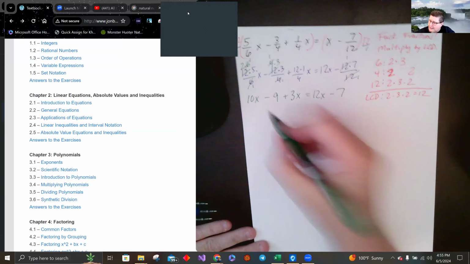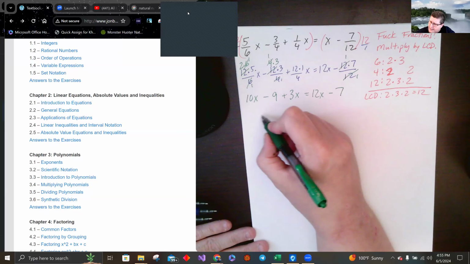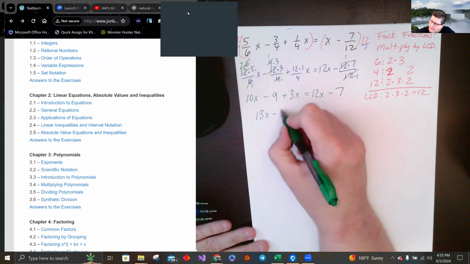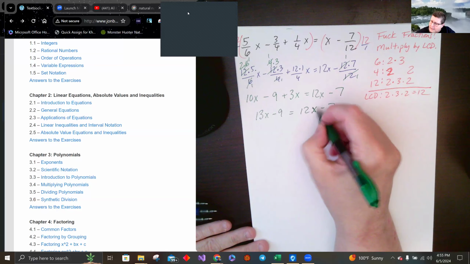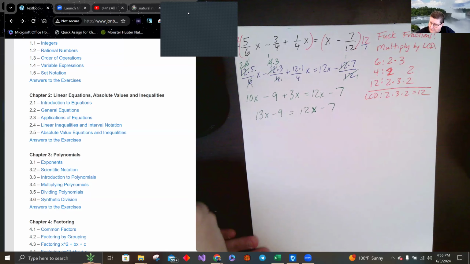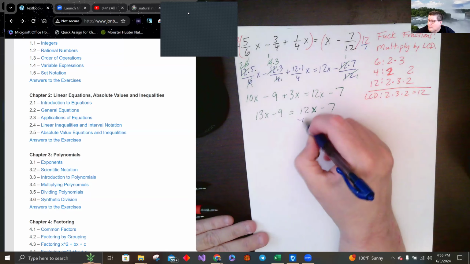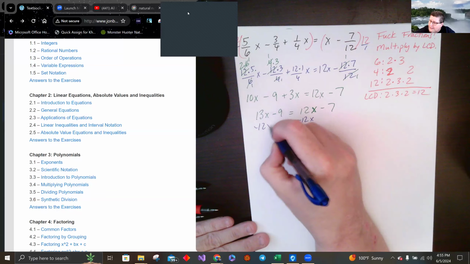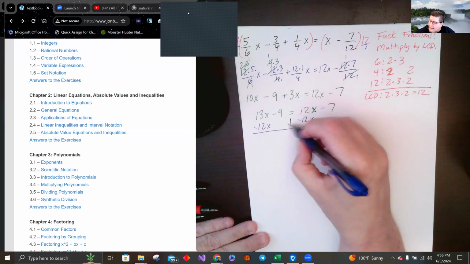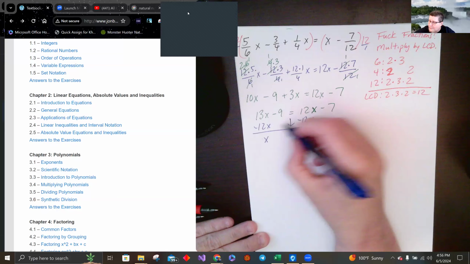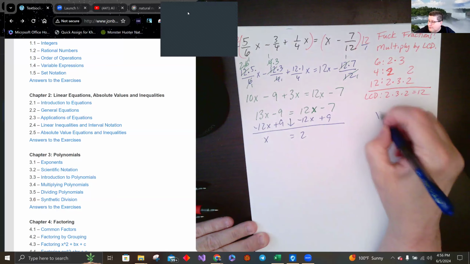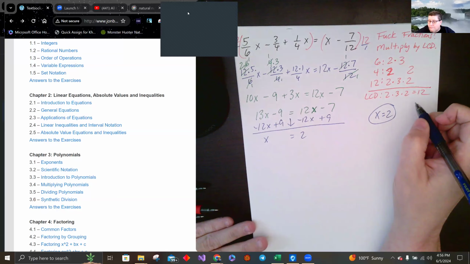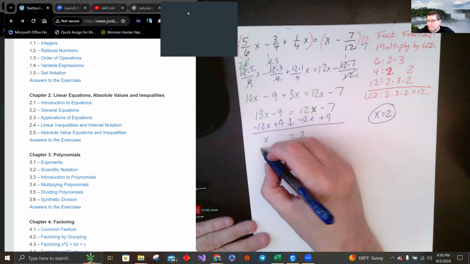All right, we'll gather like terms. 10x plus 3x is 13x. Well, at least this part's going to be somewhat easy. Minus 12x, minus 12x. I get 1x over here. That means I'm going to add 9 to both sides. I get x equals 2. Does that work?